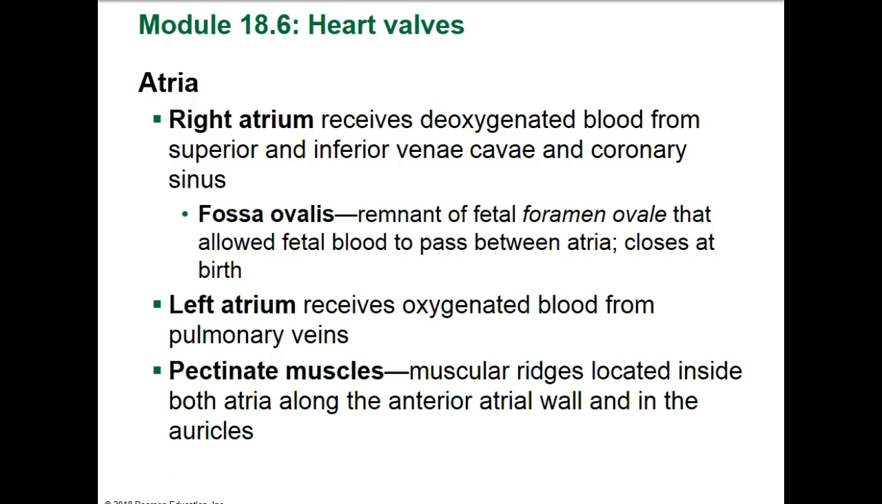It actually closes at birth, but you see some remnants of it. The left atrium receives oxygenated blood from the pulmonary veins. So remember, this is one of the exceptions where usually arteries carry oxygenated blood and veins carry deoxygenated blood. Well, the arteries that go to the lungs have deoxygenated blood, and the veins that come out of the lungs into the heart carry oxygenated blood. Although it is still true that we always call things arteries that come away from the heart. So that's probably the best way to remember that.